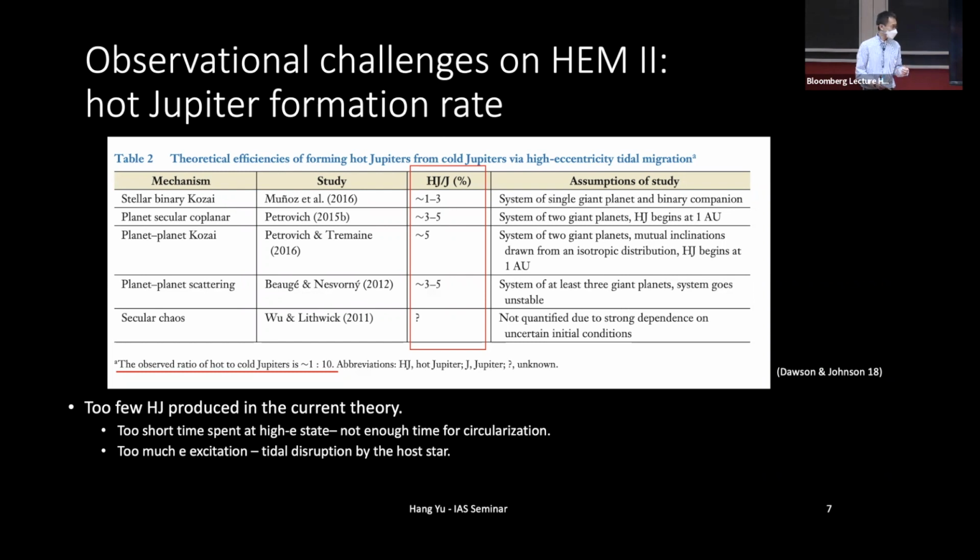star. And then on the other hand, if the eccentricity gets excited to too high a value, or the pericenter distance becomes too close to the host star, that's also an issue because in this case, the planet will simply be tidally disrupted by the host star. So how to overcome these two issues to slightly enhance the formation rate of hot Jupiters, that's another challenge faced by the theory.